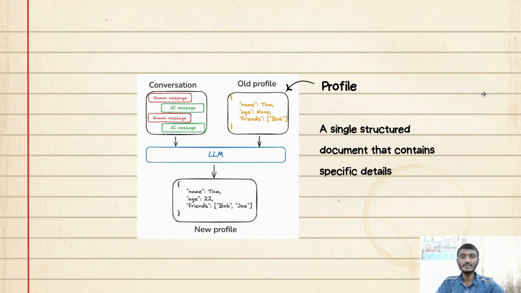Second way is profile. Profiles are used to store specific data that follow a fixed structure. Here you can see that this profile follows a fixed structure that contains name, age, and a list of friends. At the end of this conversation, you see the agent added a new name of a friend to this profile.